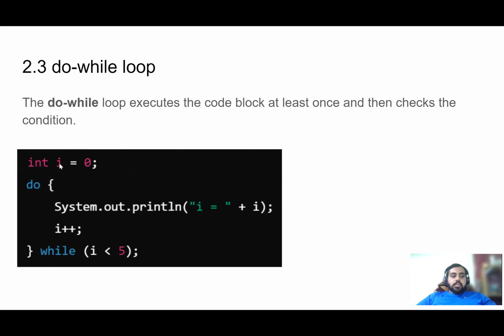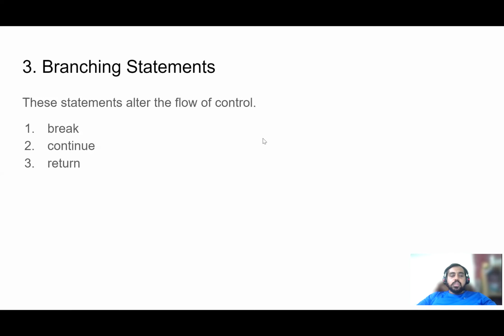So I initialized a variable i of type int to 0, and I use a do block with System.out.println, and this is the block of code I wrote in the do block. So it will execute this. Later it will check this condition, the while condition. If the condition is met, it will execute one more time. Otherwise, it will come out of the loop. The control will come out of it. So this is about looping statements.